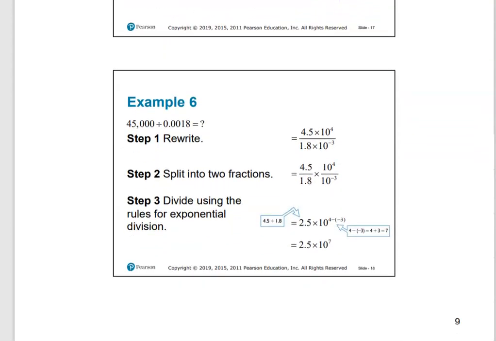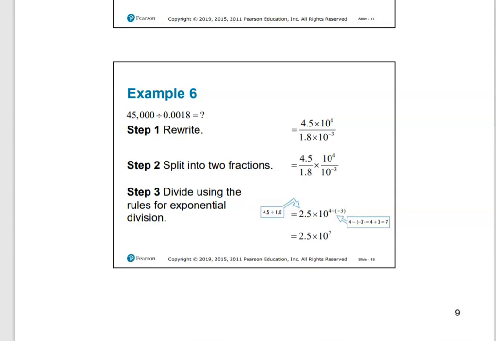So if we've got 45,000 times 0.0018, first thing they did is change it to scientific notation. Then, if you'll look, they've grouped our 4.5 and our 1.8 together. We've grouped our tens together. 4.5 divided by 1.8 is 2.5. Then they took our exponents, and since we're dividing, we're going to subtract. So 4 minus a negative 3, which gets us 10 to the 7th power.